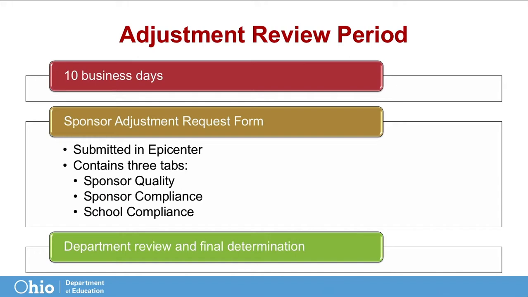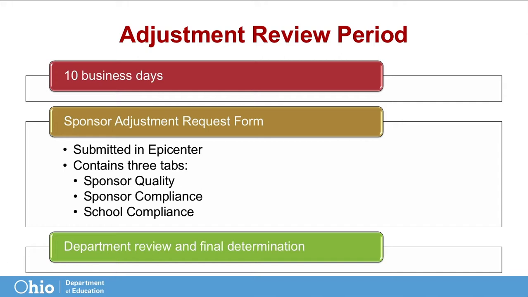Sponsors that wish to request an adjustment will have 10 business days from the publication of the preliminary ratings to request the adjustment review. To request a review, sponsors must complete the Sponsor Adjustment Request Form. The form is an Excel spreadsheet that contains 3 tabs, one for sponsor quality, one for sponsor compliance, and one for schools compliance. Instructions for each tab are found below in the appropriate section. Sponsors must submit the completed Sponsor Adjustment Request Form through Epicenter.